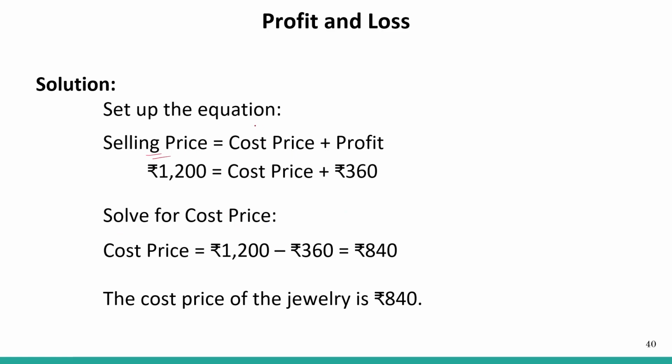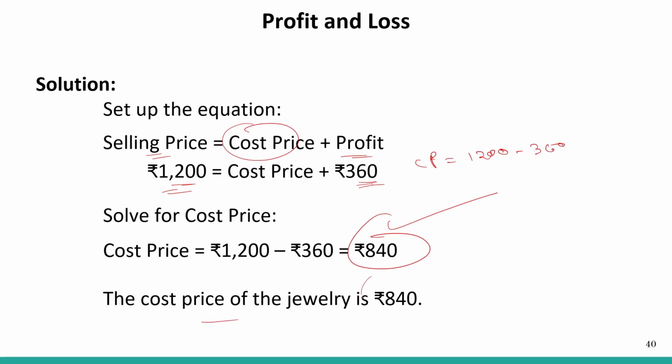Okay. So selling price will be cost price plus profit. So selling price is 1200 and profit is this much, 360. So cost price will be CP is equal to 1200 minus 360, which is equal to 840. This is what we have. So the cost price of the jewelry is nothing but 840 rupees. So this is the correct answer.